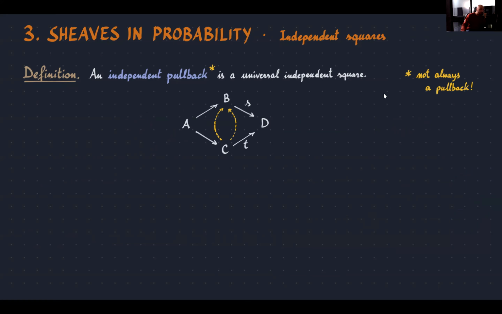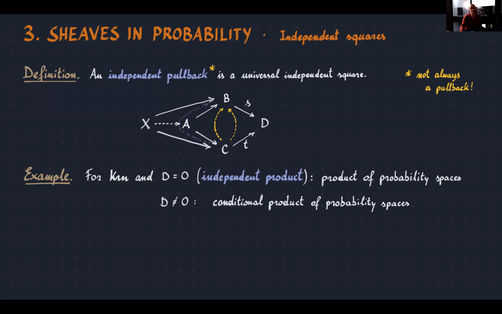Not always a pullback, because it's universal only among independent squares, meaning that if we have any square here that has this equality, then it factors uniquely, not every square. So this is not always a pullback, which is great because we don't have pullbacks in probability, but we have these, okay? For d equals 0, this gives you exactly the product of probability spaces, like with the product measure, which are independent. It's like the terminal thing that makes those things independent.